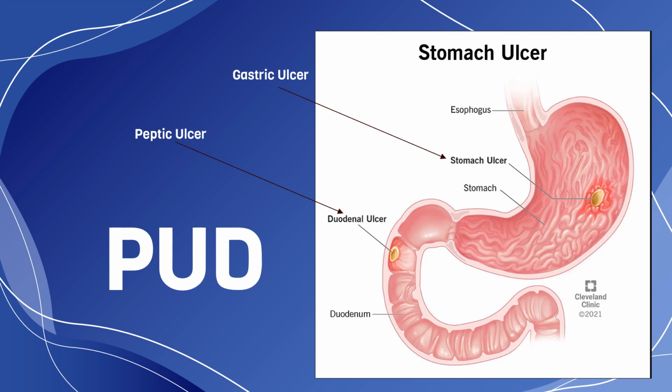So 80% of the ulcers are in the duodenum. Unfortunately, they're very common here in the US, but fortunately, deaths are very rare. And so, well, we have plenty of patients who have duodenal ulcers or gastric ulcers.